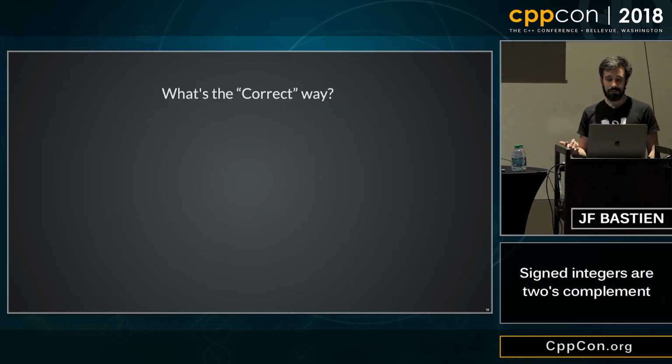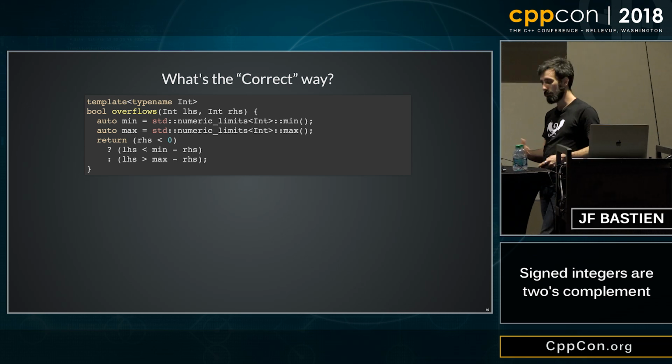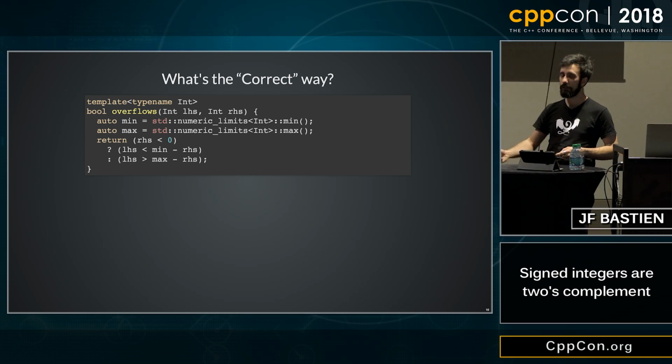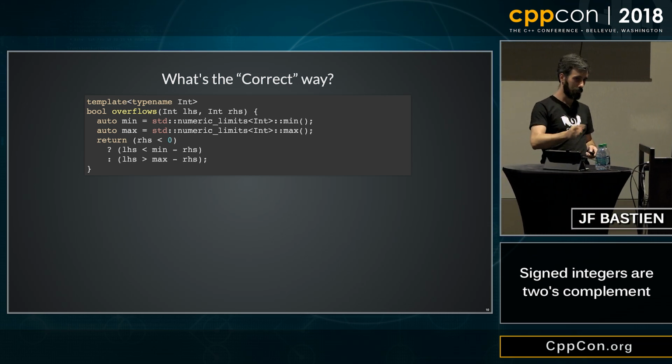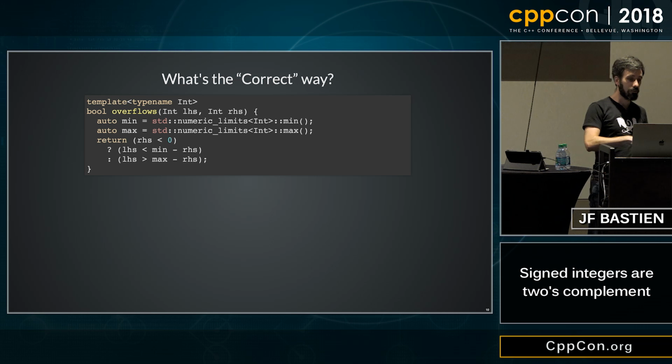Okay, so what else could we do? Well, we could go and do the right thing, right? So I was saying I'm just checking for positive overflow. Here I'm going to check for negative overflow as well, right? So I'm going to say, okay, well, here's the min, here's the max. I'm going to check if it's negative. If it's negative, I'm going to do this thing.